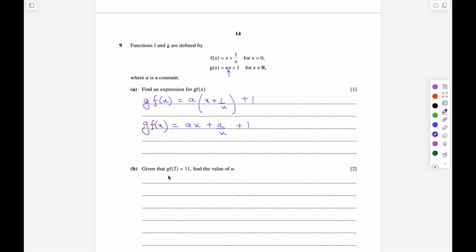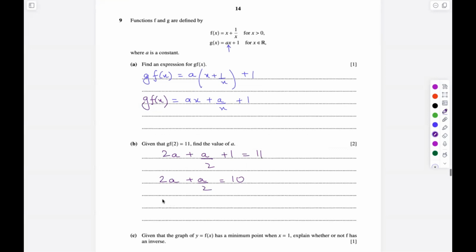So this will become 2a plus a upon 2 plus 1 equals 11. Simplifying this, we'll get 2a plus a upon 2 is equals to 11 minus 1, which is equals to 10. Taking the LCM, this will become 4a plus a upon 2 is equals to 10. Cross multiplying, this will become 5a equals 20. So a will be 20 upon 5, which is equals to 4.